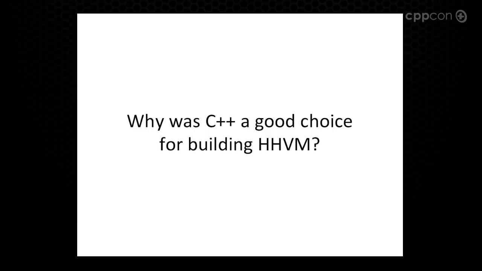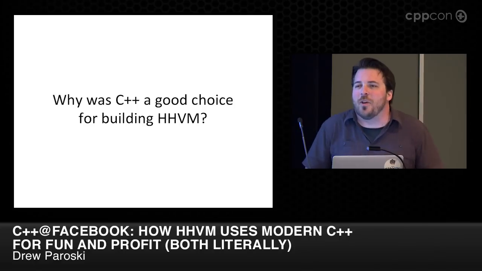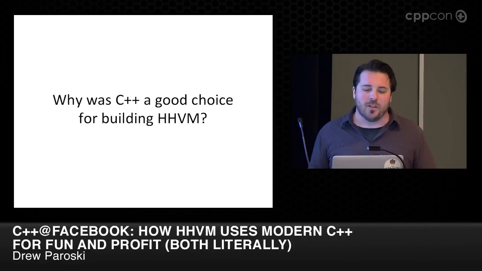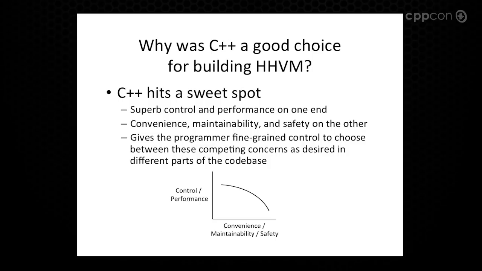So now that we got all that technical detail out of the way of what is HHVM, why do you care, how does it work, now we get to the fun part, which is why was C++ such a great choice for building HHVM? Why didn't we use any of the other alternatives out there? In one sentence, the answer is C++ hits this great sweet spot for building language VMs. On one hand, you have superb control and performance.